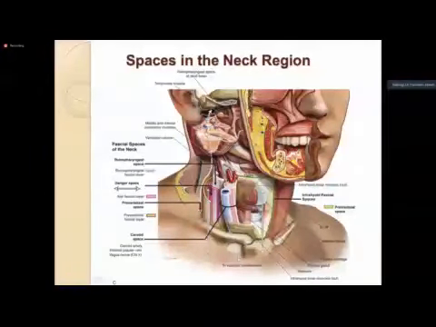This is the buccopharyngeal fascia, and this is the alar fascia. And this is the prevertebral layer. If you look here, this is the buccopharyngeal layer, this is your prevertebral, and in between the two is the alar. So the space between the alar and buccopharyngeal is called the retropharyngeal space, and the space between the alar fascia and prevertebral is called the danger space.